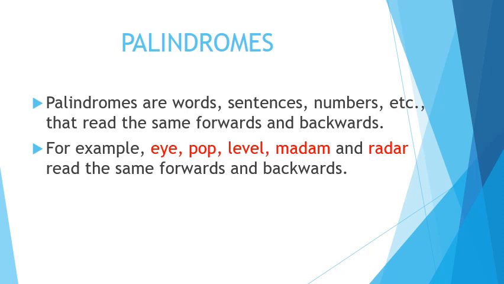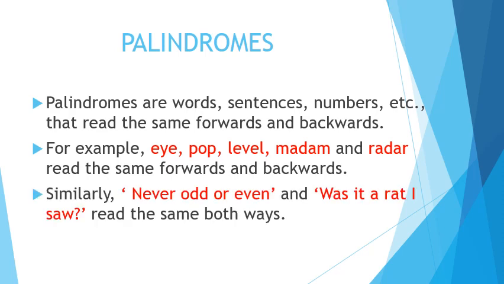For example, the following words: eye, pop, level, madam and radar. They read the same forwards and backwards. Eye, from forward also it is read like this, and from backward also eye. Same way pop, from forward as well as pop, from backward. In the same way, level, madam and radar will be read, and therefore they are palindromes.